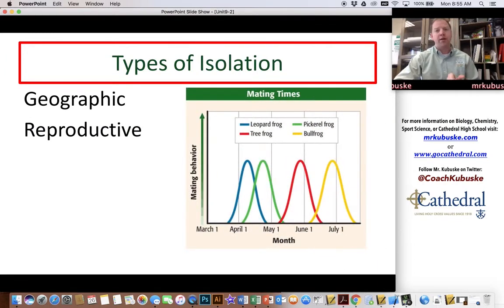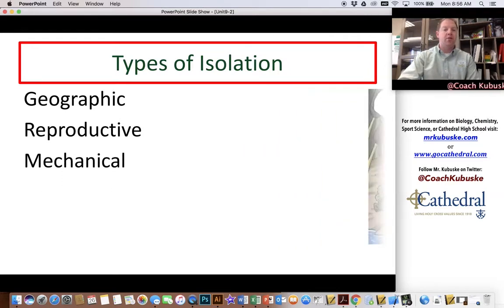We can have reproductive isolation. In other words, when your species reproduces, what's your mating time? If you only go look for mates in April, or if you only go look for mates in July, you're obviously not going to intermingle those different groups. And so if you only mate during those times, then you only have the option of mating with whoever's there. And so those become 2 different species. This is kind of how frogs and toads and those different groups have become different species over time.